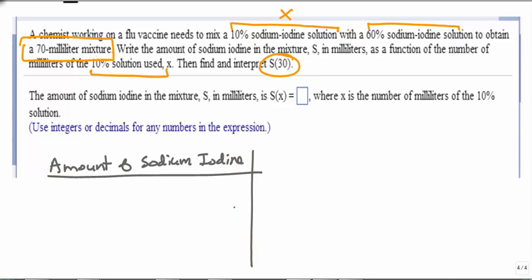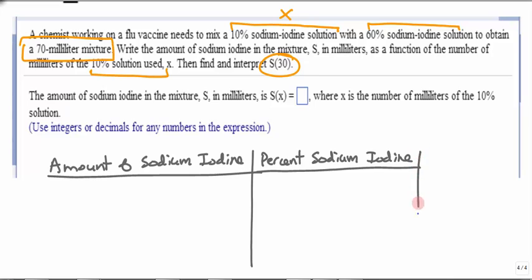Okay, and then we have some sort of a percent sodium iodine. So let's say we had a 10% solution of sodium iodine and I had 10 mils. Well, 10% of the 10 mils, or 1 mil, would be pure sodium iodine, and that's what we'll go over here, is the amount of pure sodium iodine.